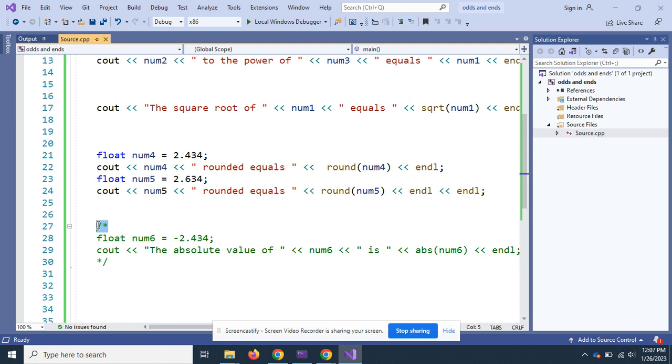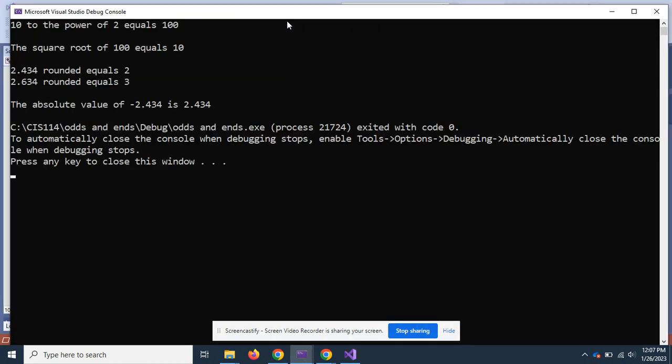Last one, and this one comes in handy more often than you think. It's the absolute value function. So I declared a float, num6 equals negative 2.34. Here's how you write it, ABS, and inside parentheses, you put your variable, run that. The absolute value of negative 2.434 is 2.434. So you know that the absolute value is always going to be a positive number.